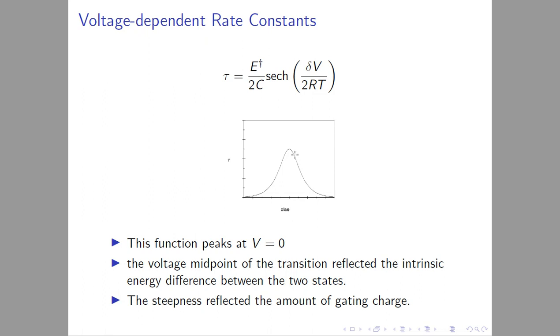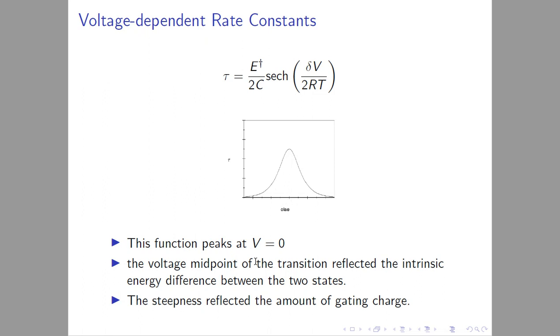Okay, so the reaction time peaks when V equal to 0. When V equal to 0, meaning that the energy difference or the voltage difference between compartment A and compartment B is equal to 0, the equilibrium is reached when tau is highest, where voltage equals 0.